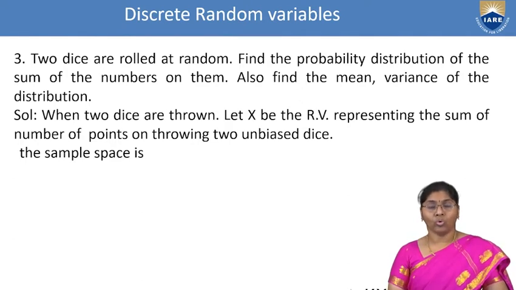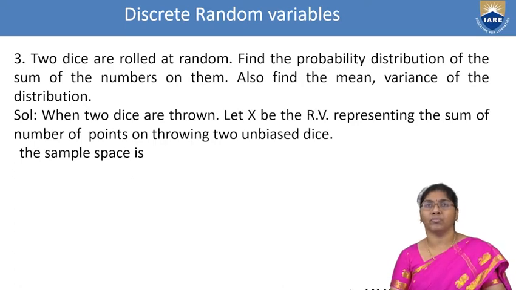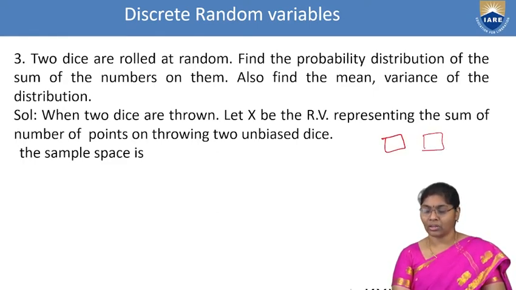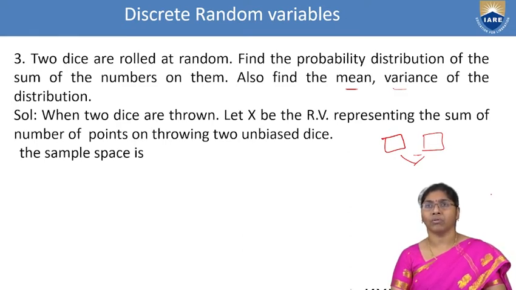Next one. Two dice are rolled at random. Find the probability distribution of the sum of the numbers on them. Two dice are thrown at a time. Here this is a cube of one die and another die. These two dice are rolled at random. We are finding the probability distribution of the sum. Also find the mean and variance of the distribution. This is the given problem.